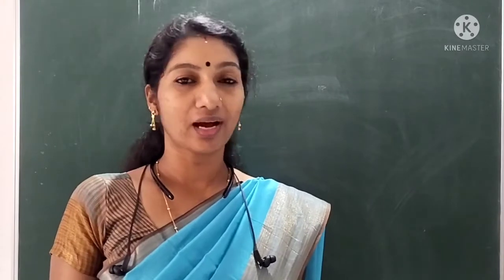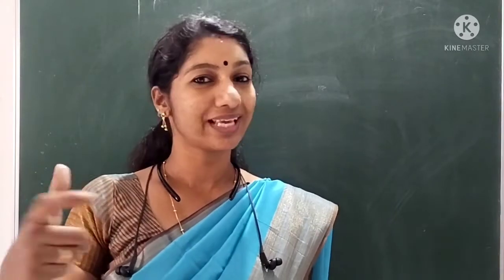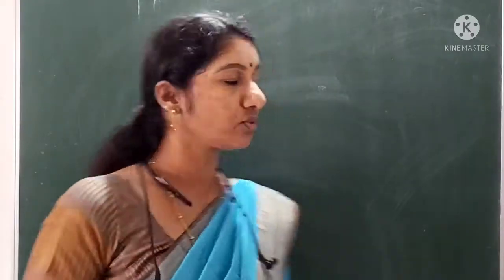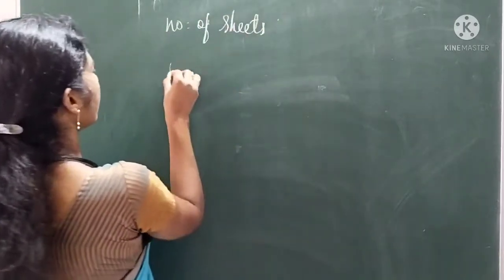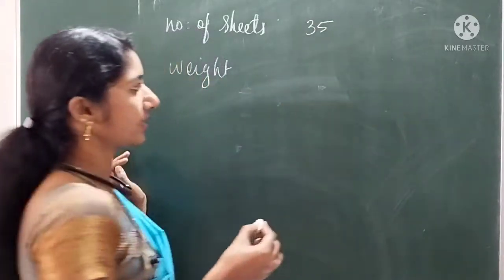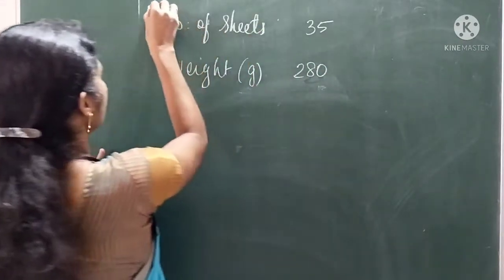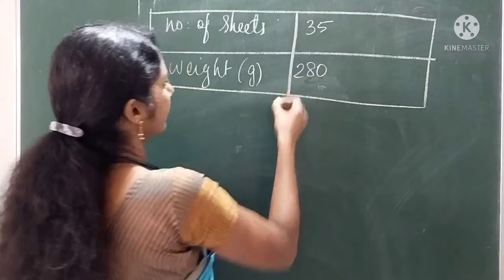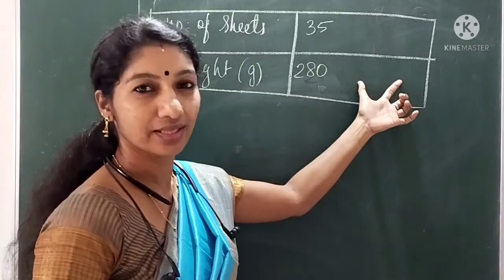One quantity is in gram and the other quantity is given in kilogram. So what we have to do is make them the same unit, otherwise the value will change. Here the two quantities are the number of sheets and its weight. If it is 35 sheets, the weight is given as 280 gram. So I am writing weight in gram only here. Units should be the same, otherwise we will get a different answer. If you are writing weight in gram, the next quantity also you have to write in gram itself.